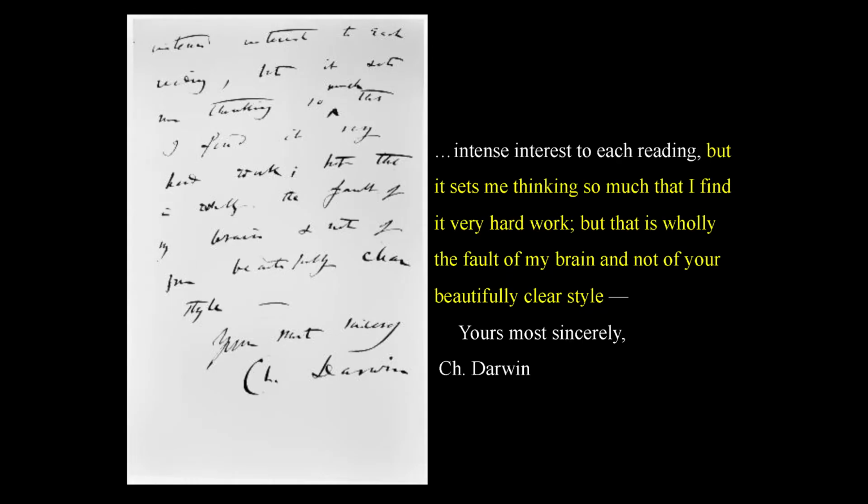This was his response. But at the end, Darwin writes, "But it sets me thinking so much that I find it very hard work. That is wholly my fault and not of your beautifully clear, lucid style." So he basically let him go. He let this fake argument from Francis Galton go. He was very soft on him, I think, and this, in retrospect, perhaps was because he was a gentleman and should have been a lot harsher with his cousin.